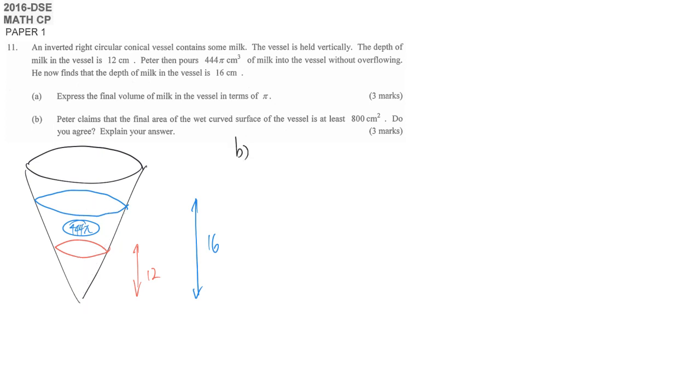Part B, they say we have to find out the final area of the red curved surface. First, from blue to red, this is the total volume of milk. And then the surfaces that are touched are all red, and also curved. And then for a cone with the base radius R, height H and the slant height L, we know that the curved surface is equal to pi R L. That's the formula that you need to remember.